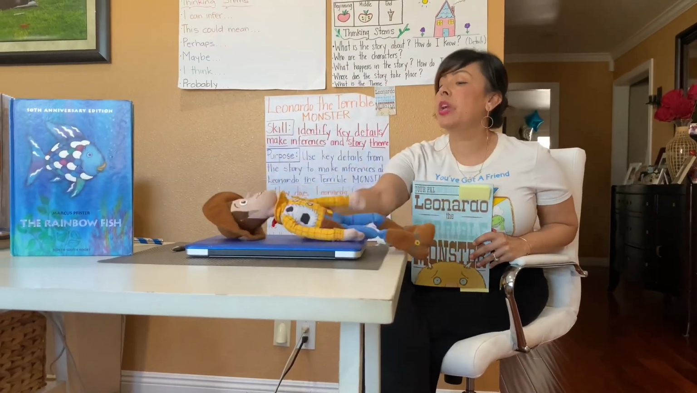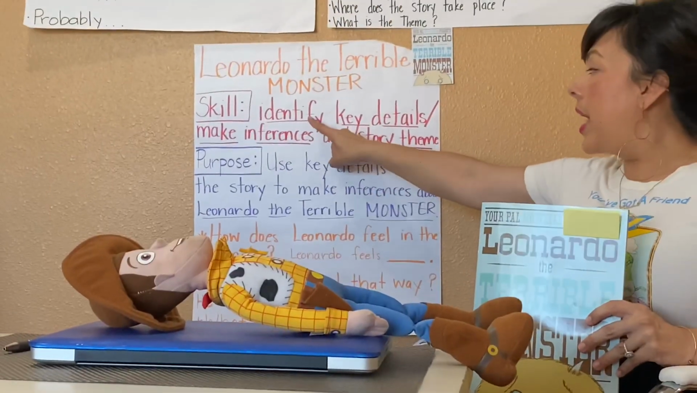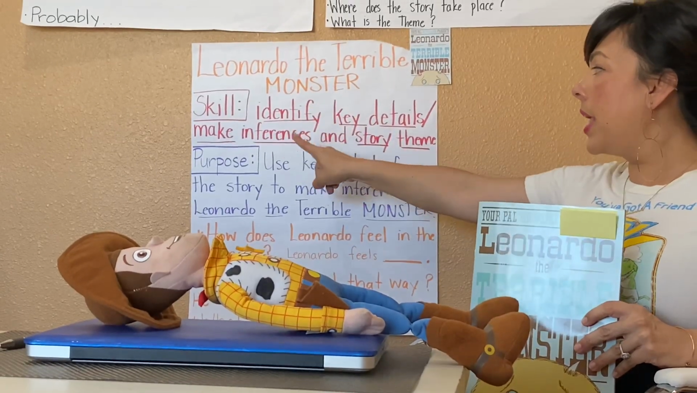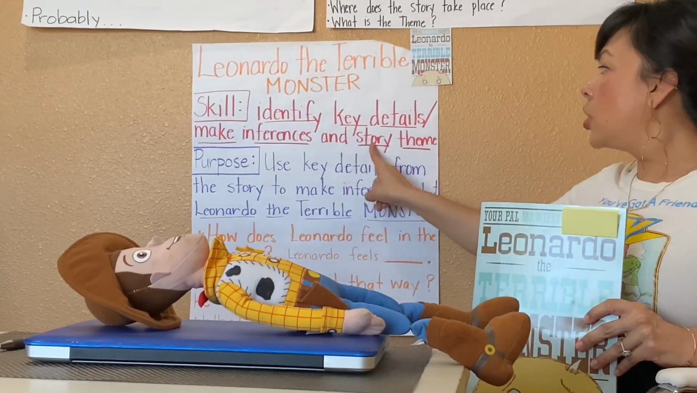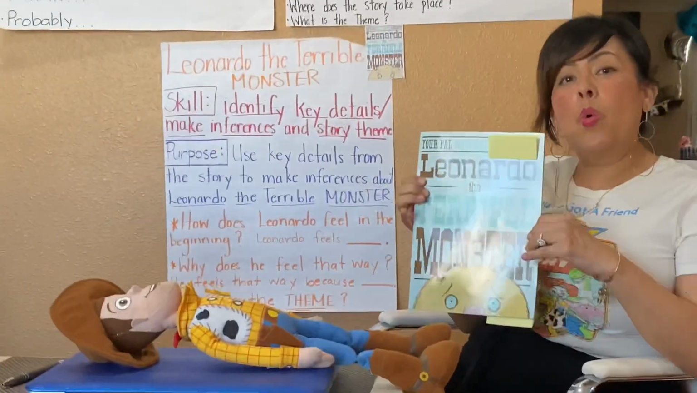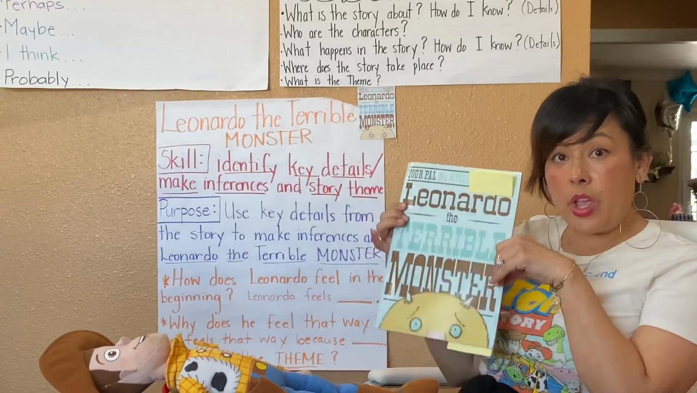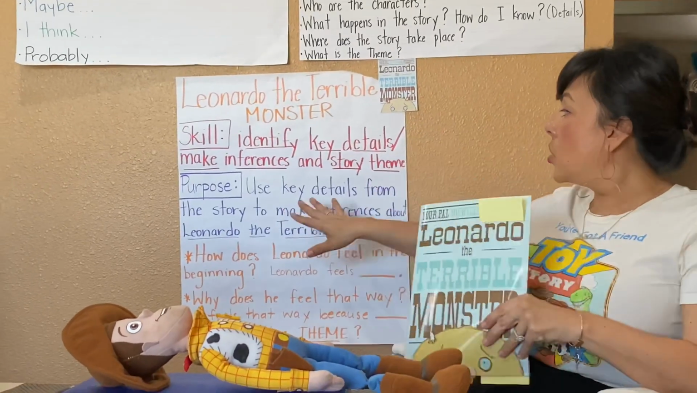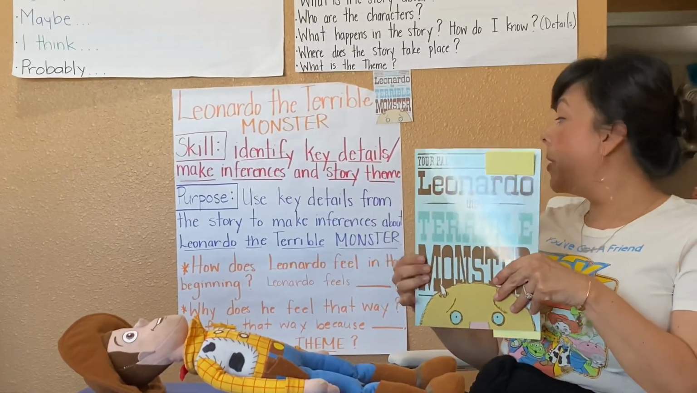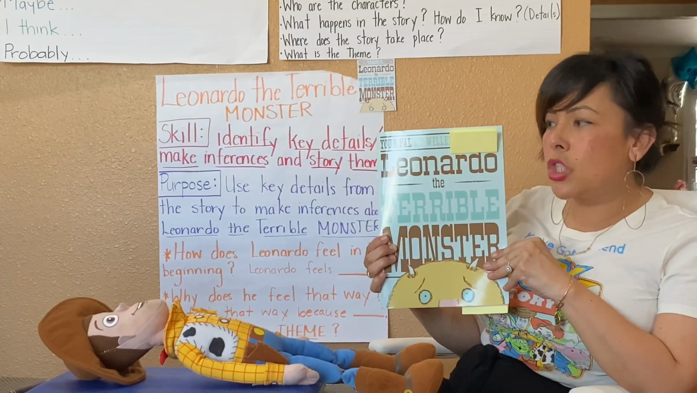So the first thing we're gonna do, boys and girls, is we're gonna go over the skill. The skill is that we're gonna identify key details. We're going to make inferences and story theme. We're always going to look at what's the theme, what's the purpose, what does the author want us to know or learn when we are reading the story. So the purpose is to use key details from the story to make inferences about Leonardo, the terrible monster.